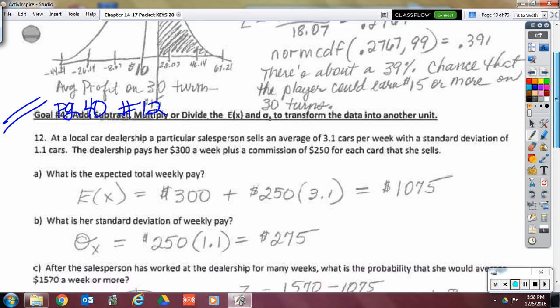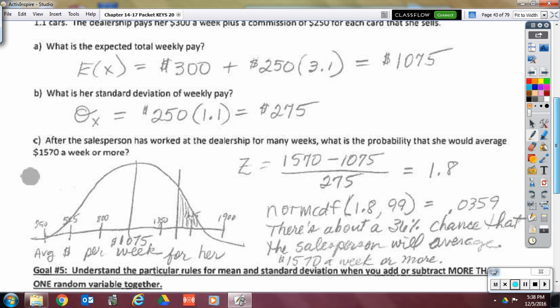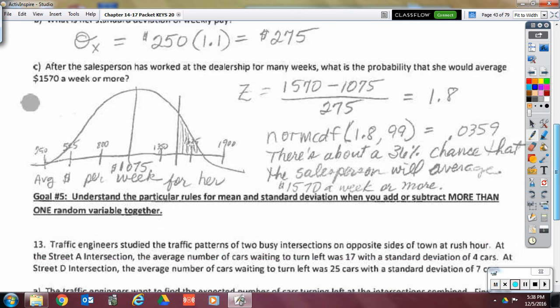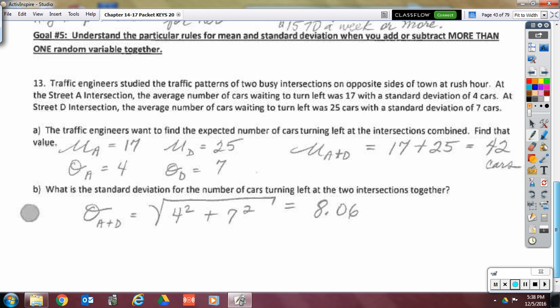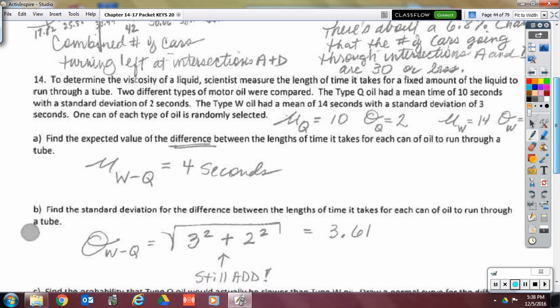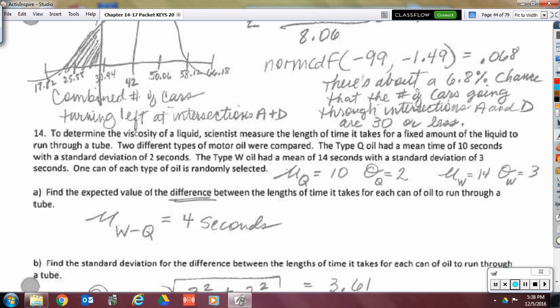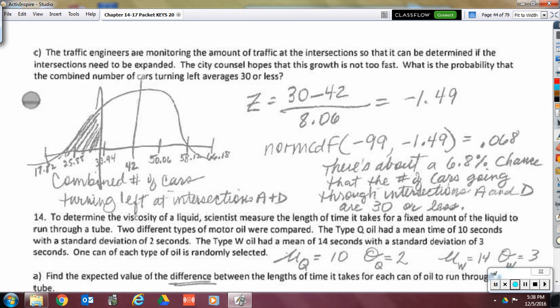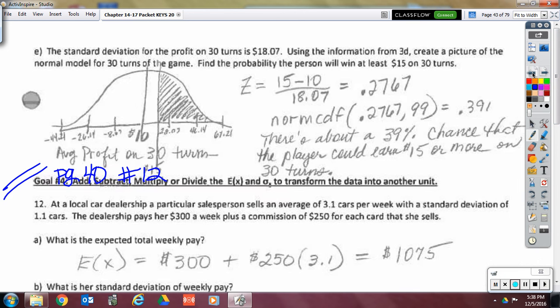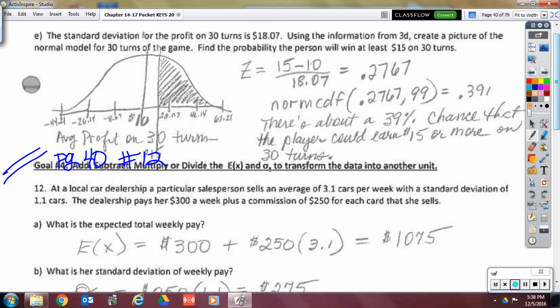Page 40, number 12. And what I actually would like for you to do is, you can do the part C's. Here I have the part C. It's one of those normal model ones, okay? So you're welcome to do the part C's, 13C. But this number 14, let's pause this video. So do numbers 12 and 13, and then start number 14. But I'm going to pause the video.